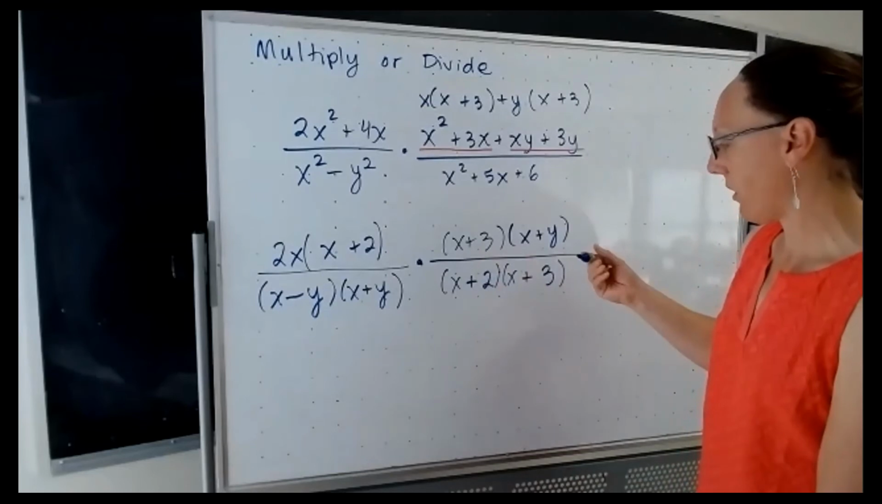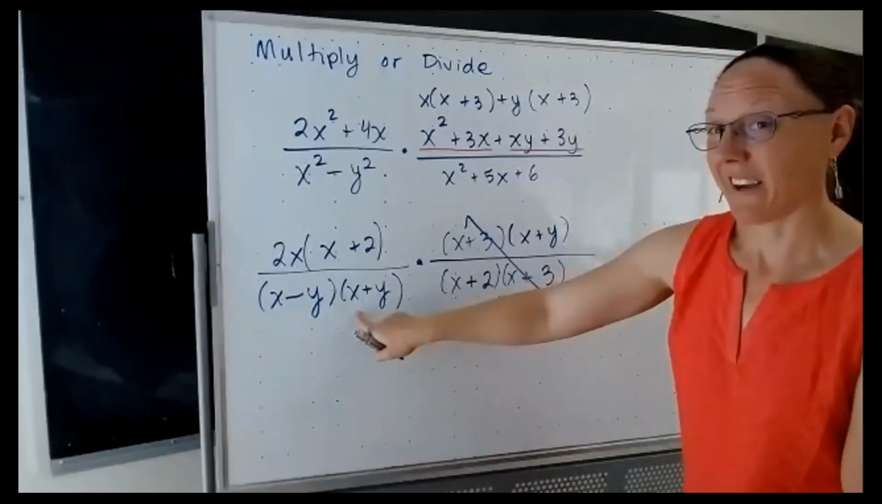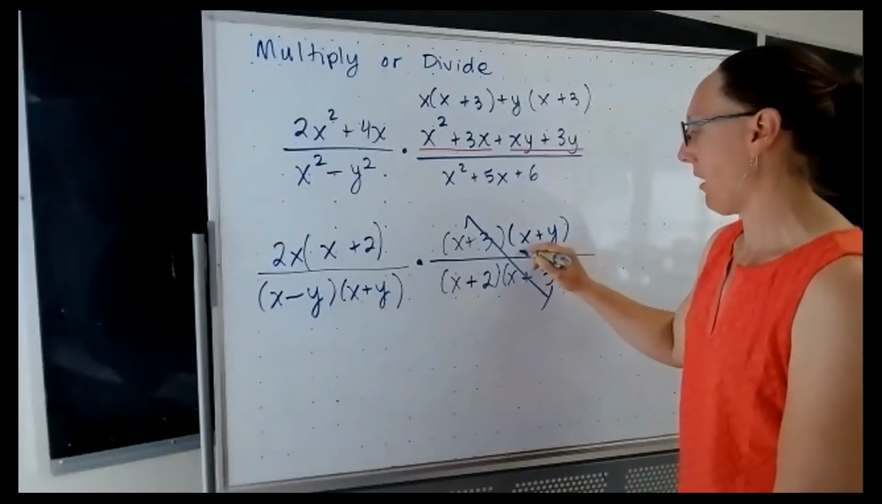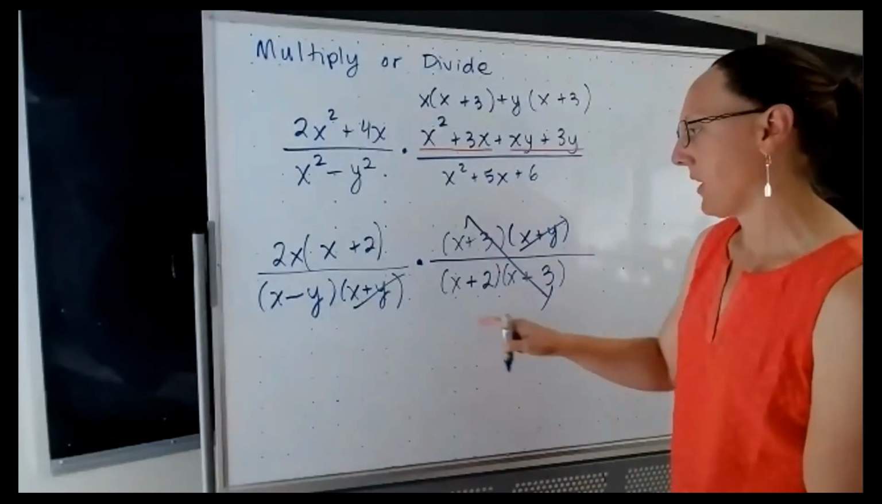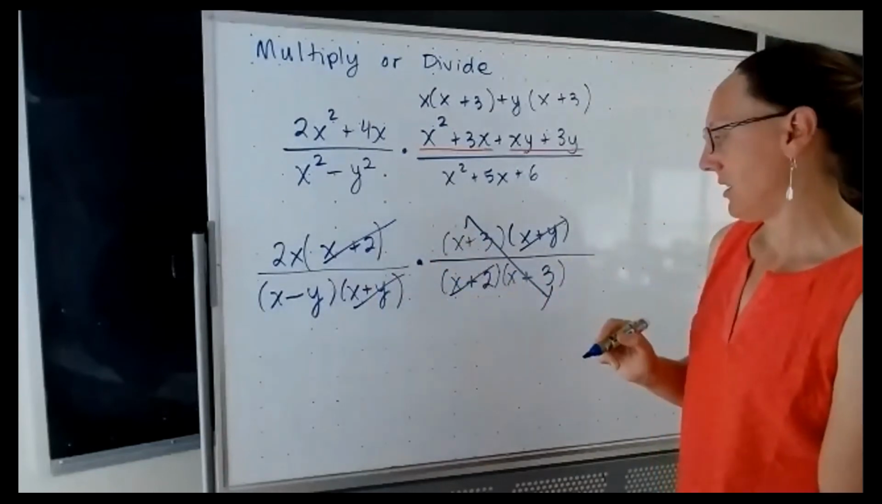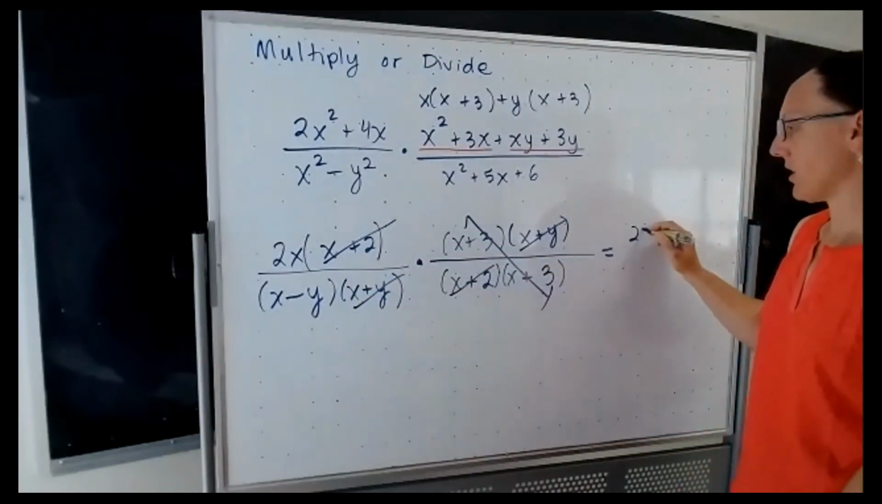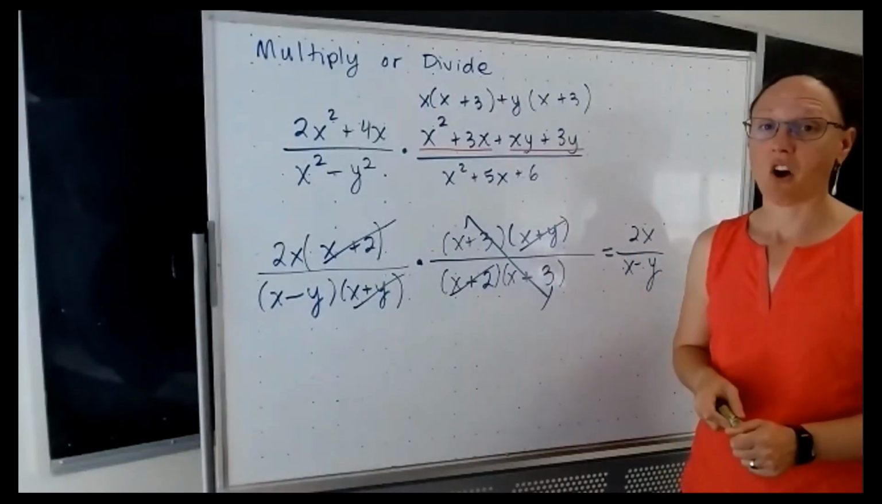Let's see, x plus 3 over x plus 3. I've got an x plus y and an x plus y. I'm not going to try to make my giant 1 reach over there. I'll do the more conventional thing and just run a line through them. x plus 2 and x plus 2. And looks like when all is said and done, I'm left with a 2x on the top and an x minus y on the bottom.